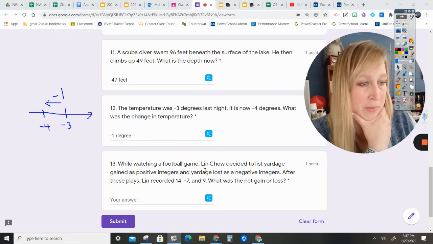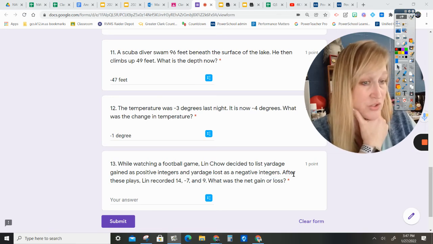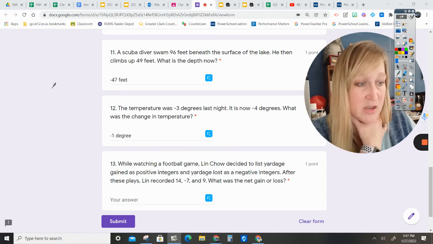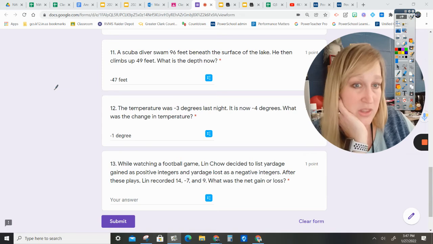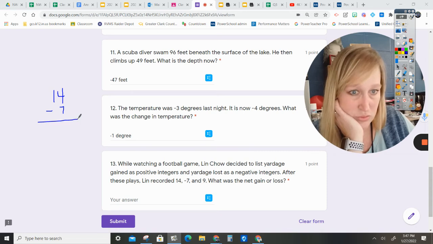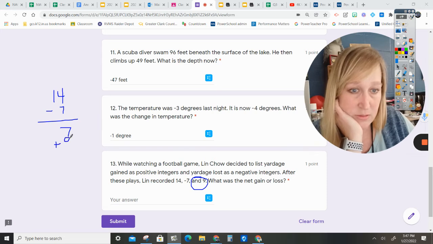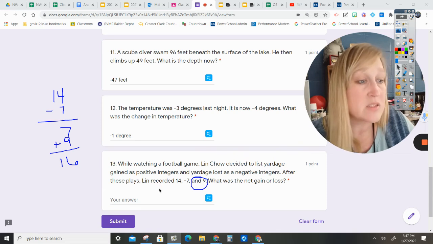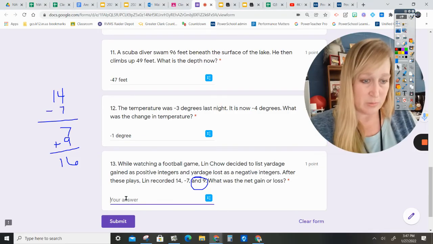While watching a football game, Lin Chow decided to list the yardage gained as positive integers and yardage lost as negative integers. After these plays, Lin recorded 14, negative 7, and 9. So what was the net gain or loss? I'm not a football player. I don't understand that, but I can put the things together. He was 14 ahead, and then he went 7 backwards. Okay, so he's 7. But then he went forward 9. So what was the net gain or loss? The net gain or loss was 16 yards.